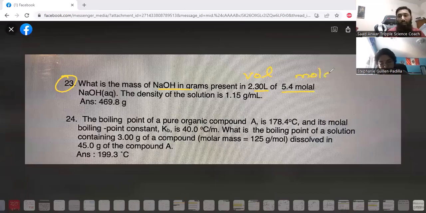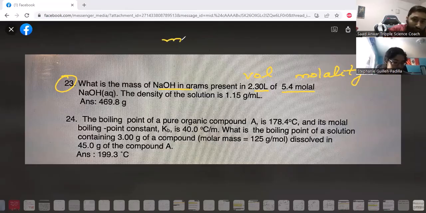This is molality. Molality is a kind of concentration. To express concentration, we use different units. One is molarity. This one is molality. Molality is when you divide moles by mass of solvent. This is called when you divide moles of solute.